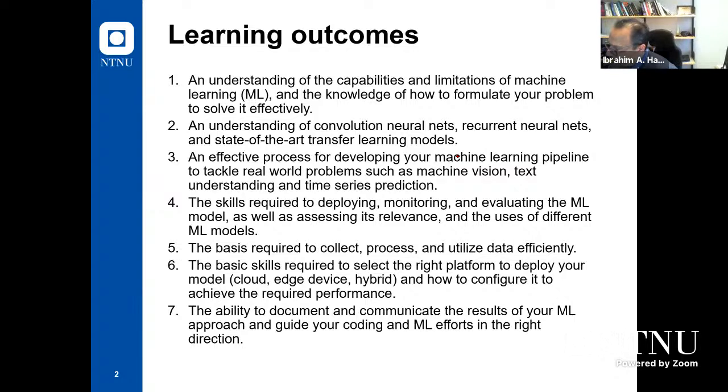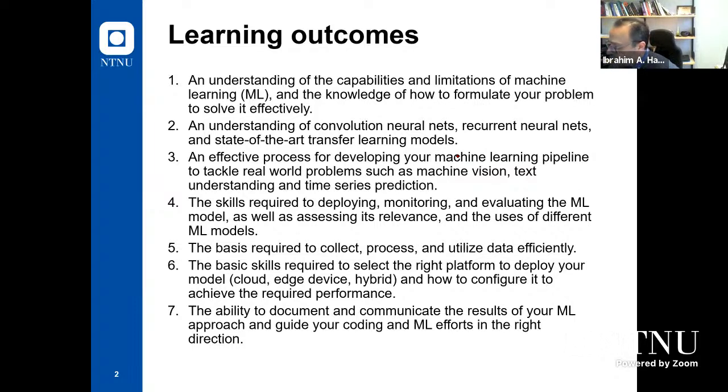We need also to know an effective approach for developing your machine learning pipeline, for example, to work with real-world problems such as machine vision, text understanding, and time series prediction, and so on. So how the pipeline is constructed, this is very important. We need to get some skills required to deploy our models and evaluate the machine learning models, as well as assessing the relevance and the uses of different machine learning models. Documentation is very important. So when you are publishing a paper, people are expected to see something. So we need to know how to do it. For example, is it a confusion matrix? Is it type 1 error, type 2 error, stuff like this?